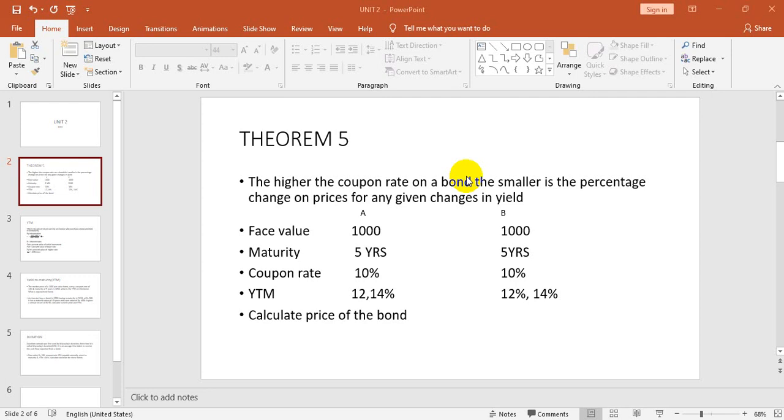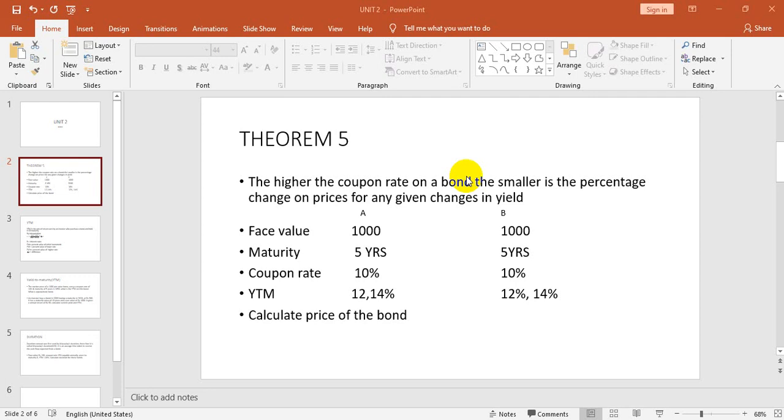This is an investment management class, elective one of your fourth semester. We are done with the one unit and four bond theorems I've already shown you in the class. So this would be the continuation of it. We need to do the fifth theorem, so let me explain this.